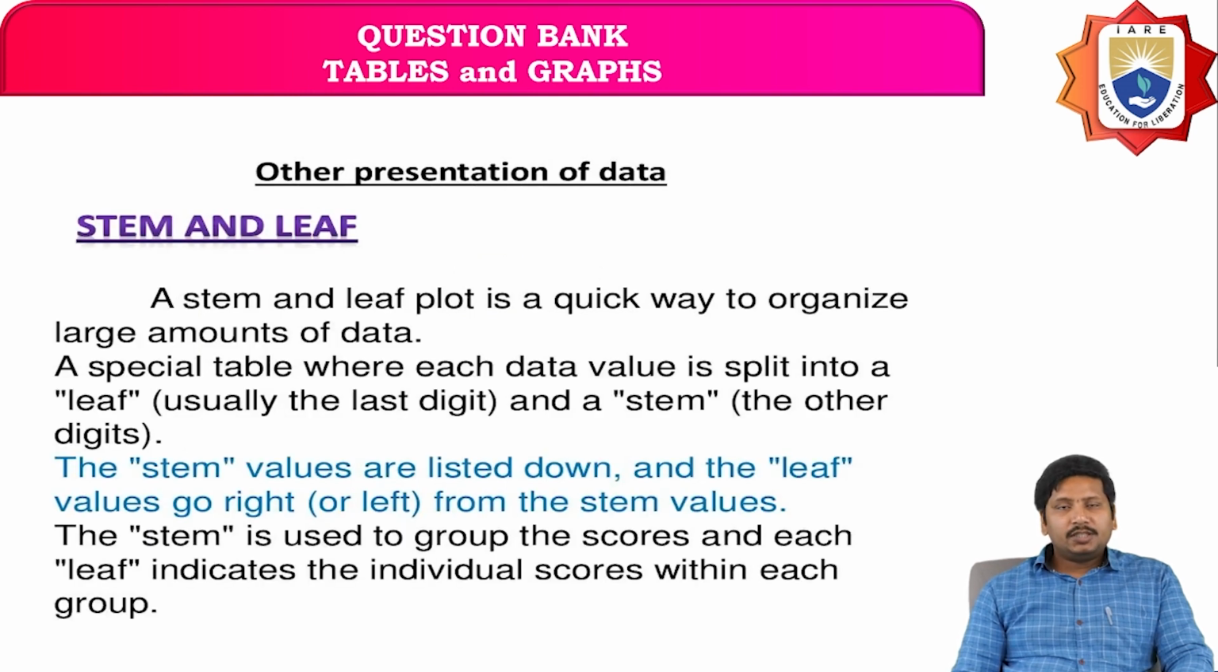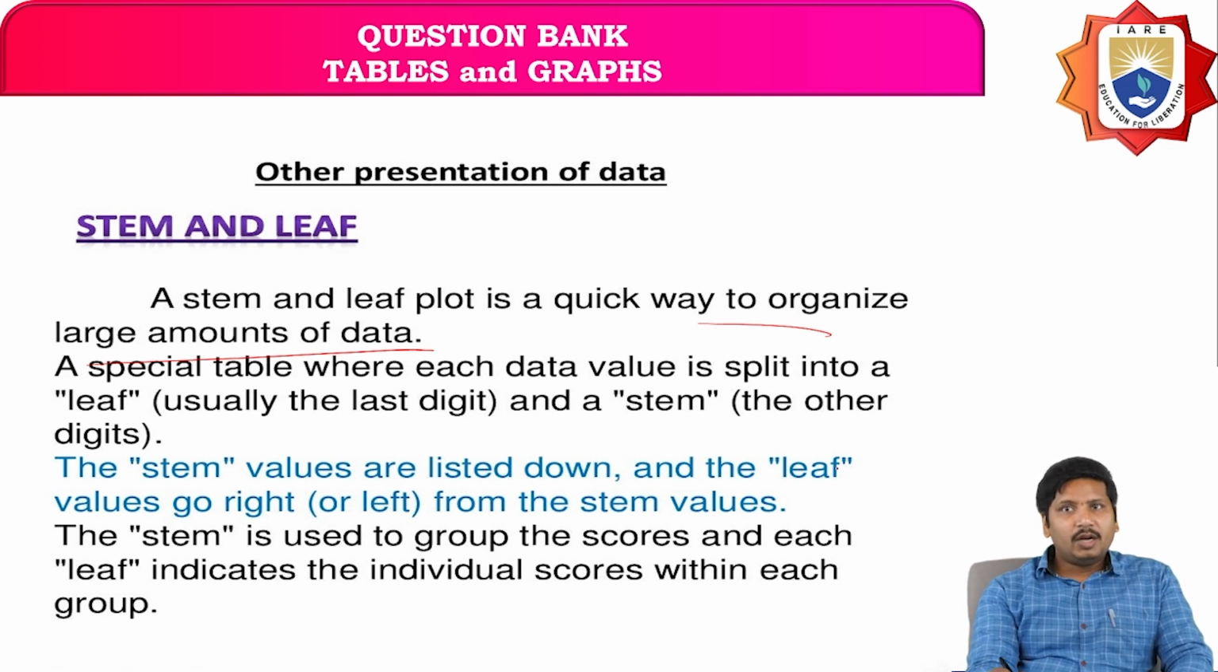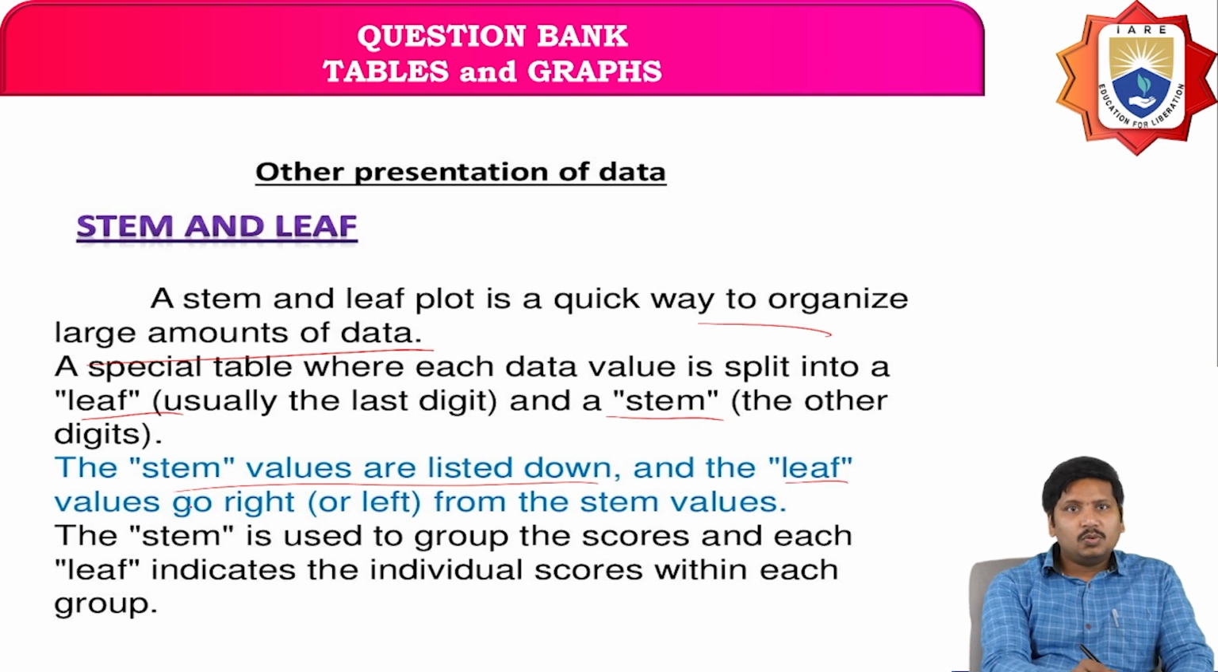The other presentation of data that we have is the stem and leaf. It is a quick way to organize a large amount of data, and it is a special table where the value is split into stem and leaves. I have already covered some videos on this topic, so you can go through them. The stem values are listed down, whereas the leaves go to the right of the stem.